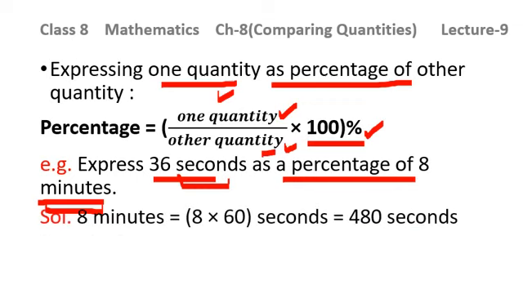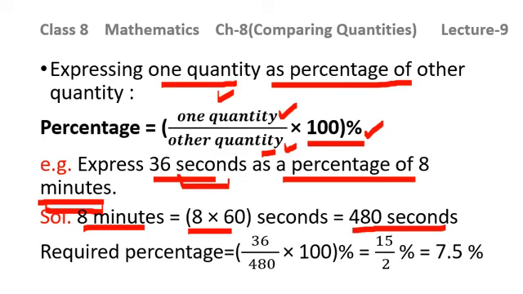So let us see. I have converted 8 minutes into seconds. 1 minute is equal to 60 seconds, so 8 into 60 seconds will be equal to 8 minutes. That will be 480 seconds. So I have converted 8 minutes into seconds: 8 into 60 seconds, that will be 480 seconds.